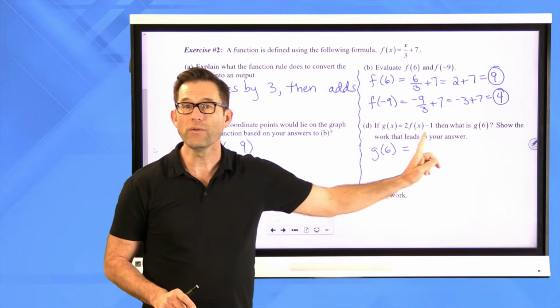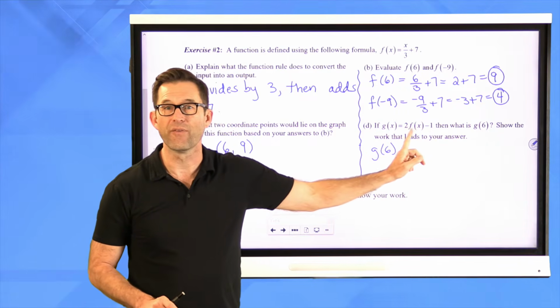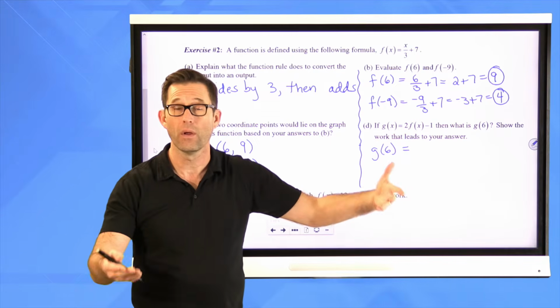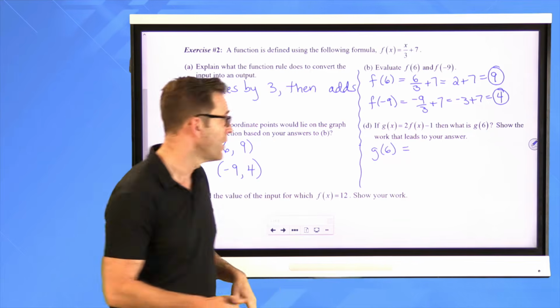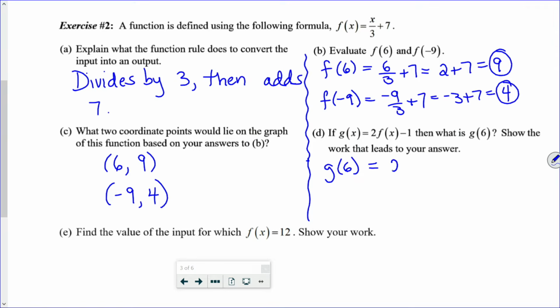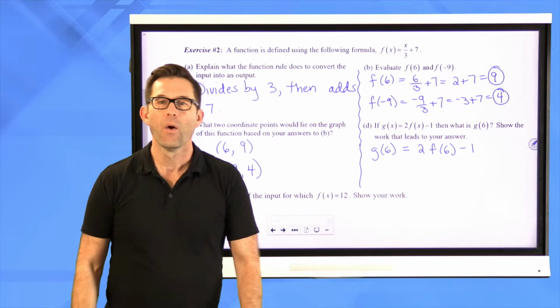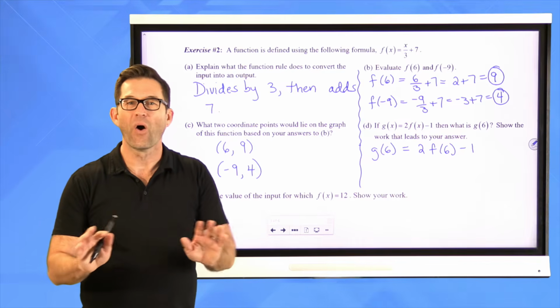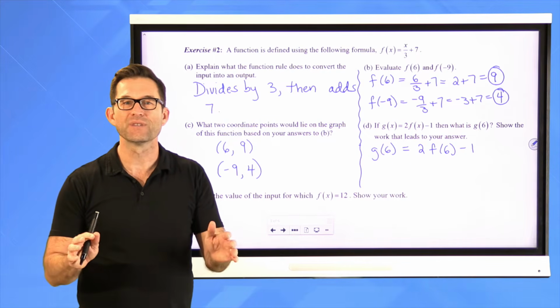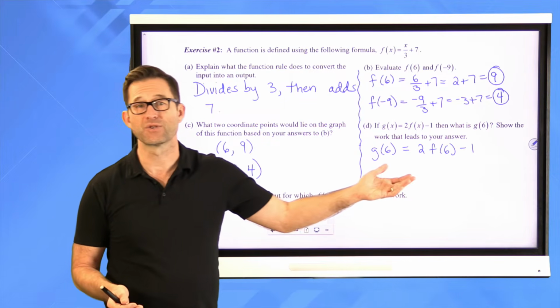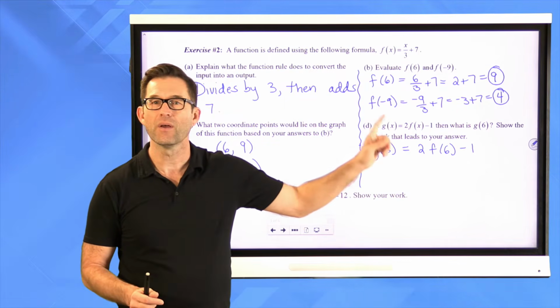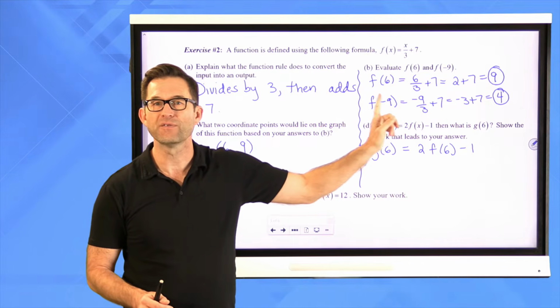Now, the only place in this definition of the function g of x, in this rule for g of x, where there's an x is sitting right there. So that says that g of 6 is 2 times f of 6 minus 1. One of the most important principles in all of math is that equals can be substituted for equals. So you might look at this and wonder what you're supposed to do right now, except we know what the value of f of 6 is.